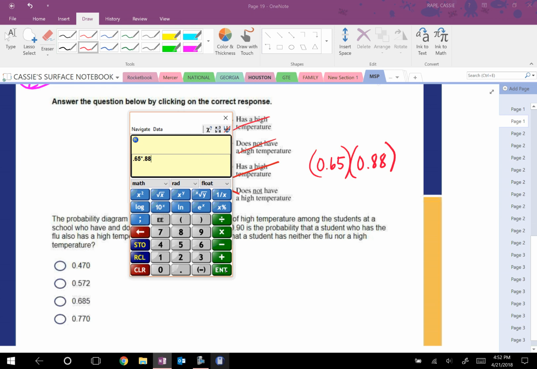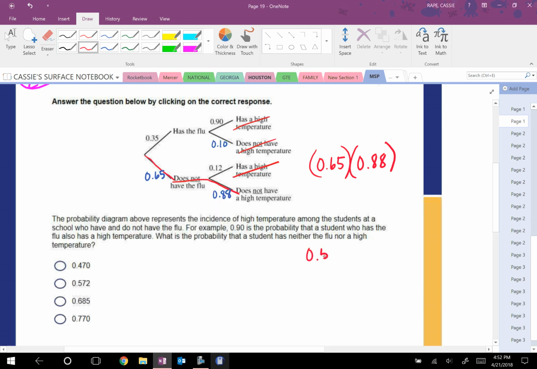Okay. When I multiply 0.65 times 0.88, I get 0.572, okay, which means there is a 57.2% chance that a student doesn't have a high temperature and doesn't have the flu. So that is B.